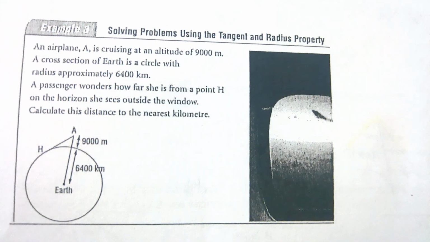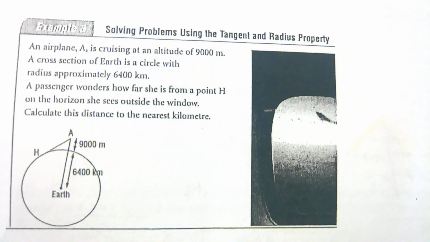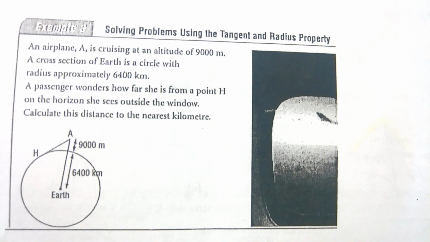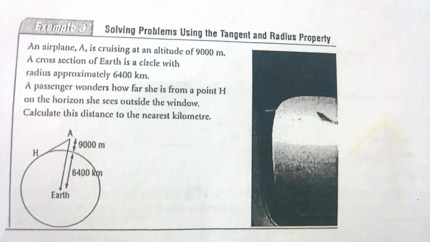This one: an airplane is cruising at an altitude of 9,000 meters. The cross section of the Earth is a circle with radius approximately 6,400 kilometers. A passenger wonders how far she is from the point H on the horizon as she sees outside the window. Calculate this distance to the nearest kilometer. So what's the very first thing that you picked up here?